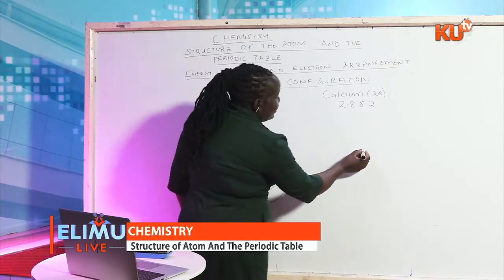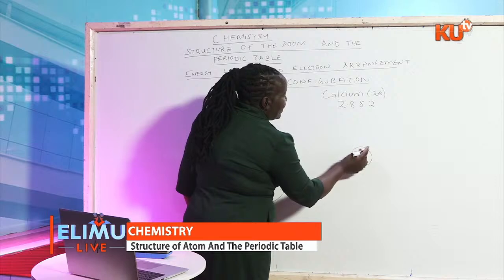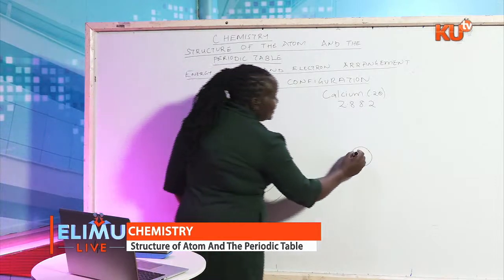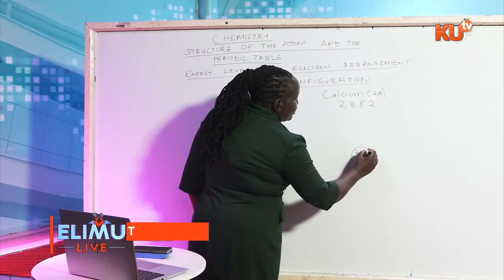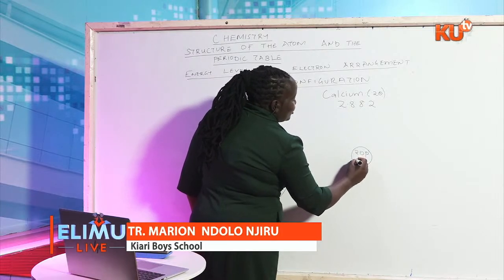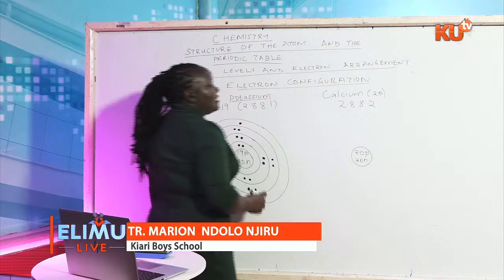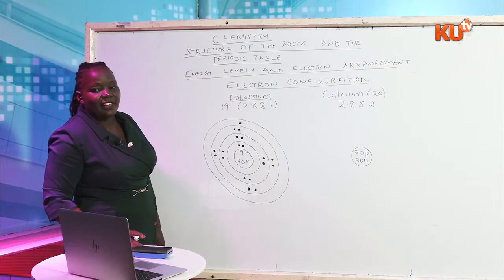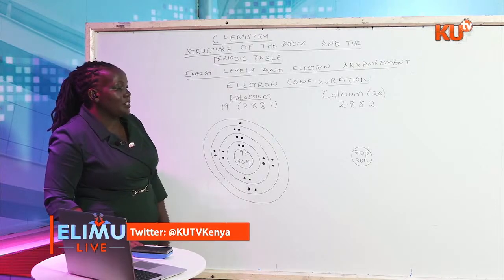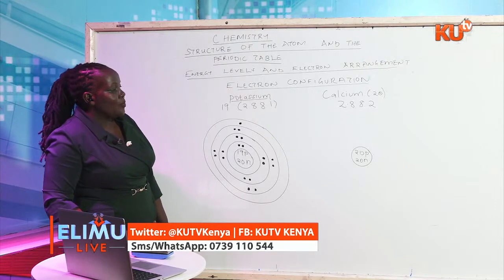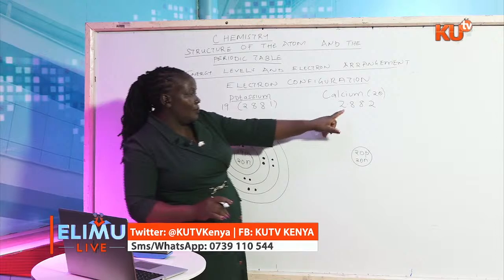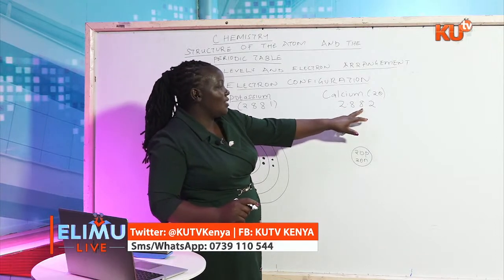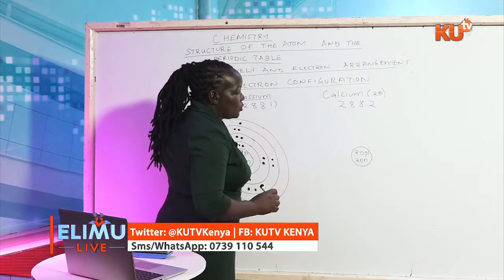Then we start with the content of the nucleus. Calcium has 20 protons and 20 neutrons. Then from there, we distribute the electrons in the energy levels. We start with the first energy level, which has 2 electrons. The second one has 8. The third one has 8. And the last one has 2.